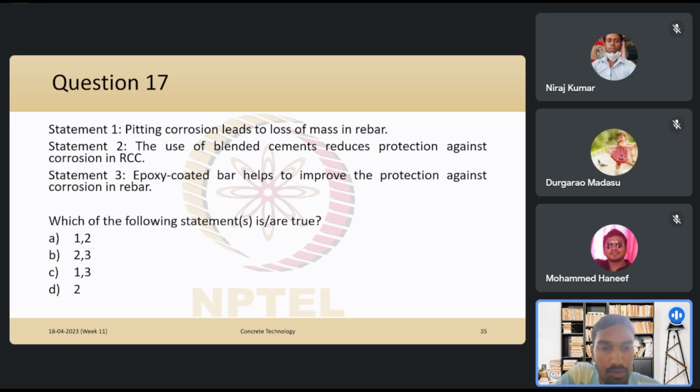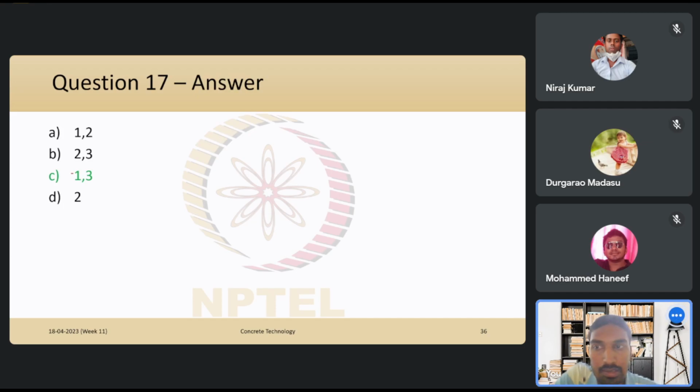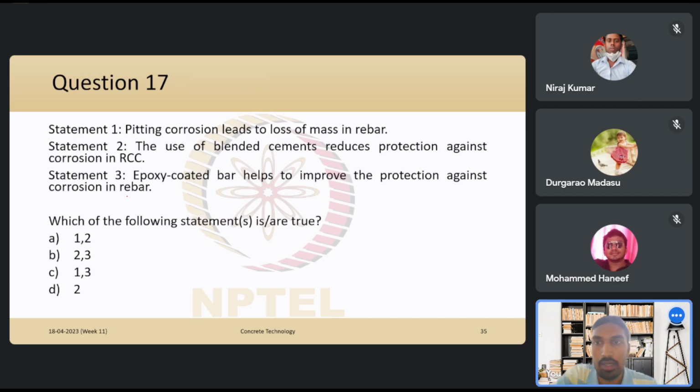Alright, so let's take a look at the right options. The right option is C. Both the statements 1 and 3 are true, not the statement 2. Okay, so why is that? Statement 1 says pitting corrosion leads to loss of mass in rebar, right? So we looked at the effects of corrosion, and in that, one type of corrosion is the pitting corrosion that was discussed.